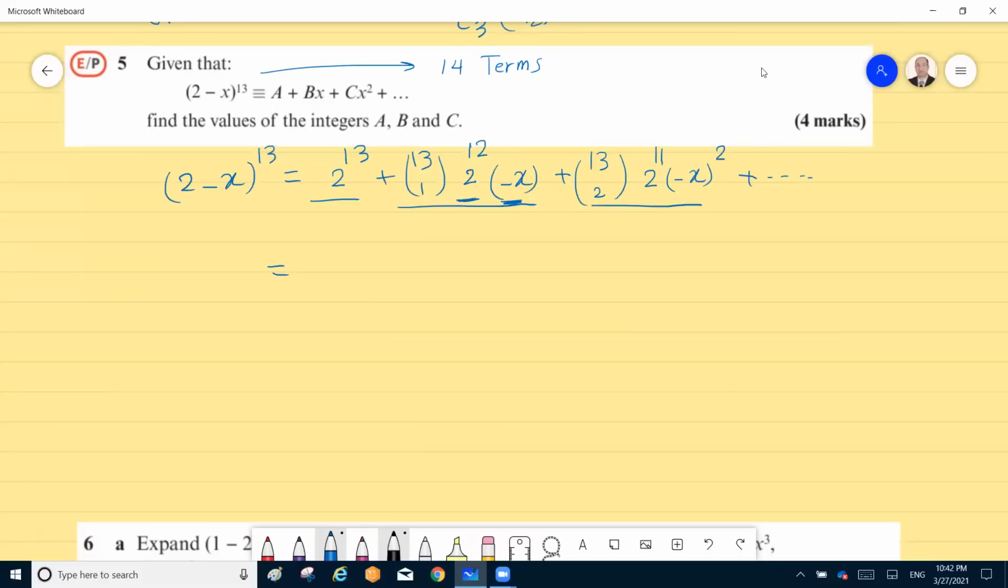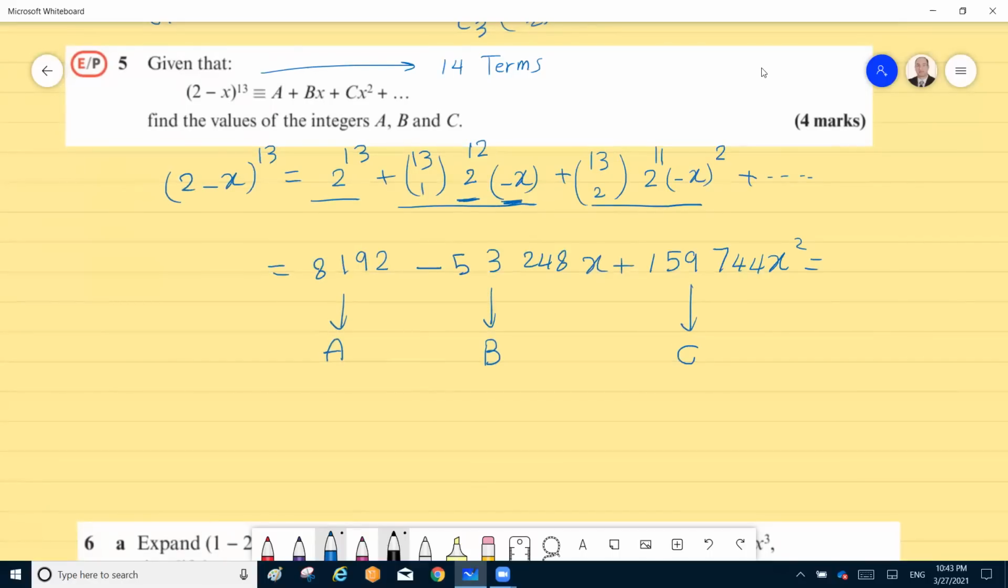Number 5. The first, 2 power 13, is 8,192, minus 53,248x, plus 159,744x squared. So simply, this is the value of a, this is the value of b, and this is the value of c. Okay? Thank you.